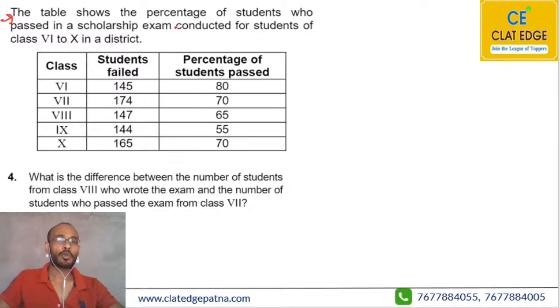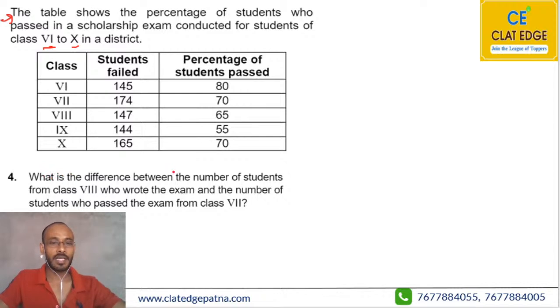The table shows the percentage of students who passed in a scholarship exam conducted for students of class 6 to 10 in a district. Right? What do we have? The table shows the percentage of students who passed in a scholarship exam. Again, the information given is the same. The question asked here, just check it.